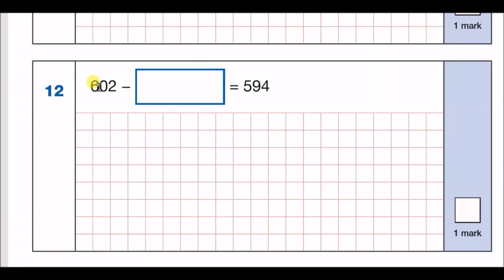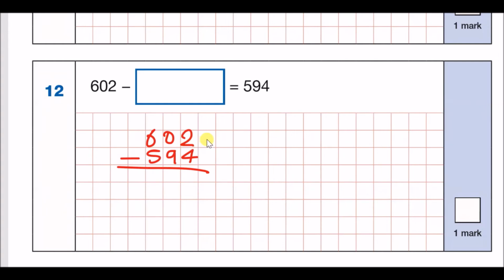Now next one, 602 minus something gives us 594. So to work this out, just like the previous example we saw, to work out the number between, we need to subtract these two values from each other. So it'll be 602, the bigger number, minus the smaller number. And now minusing this is not that obvious, because the problem is you'll realize that you have small numbers on top. So let's just do it step by step.